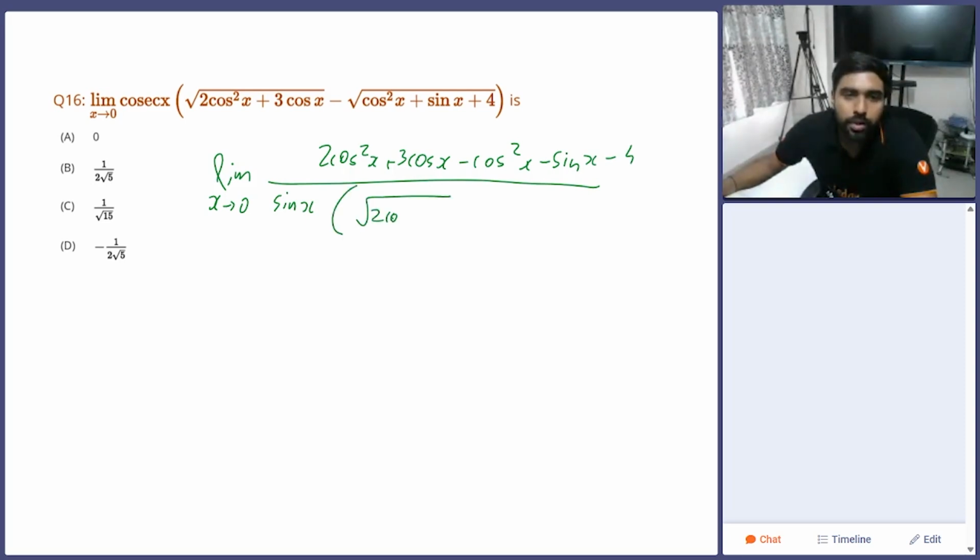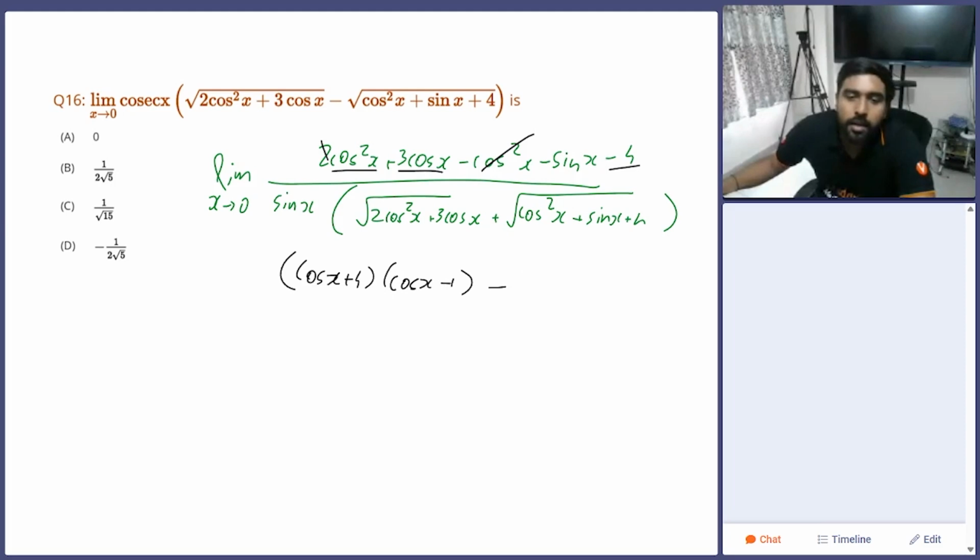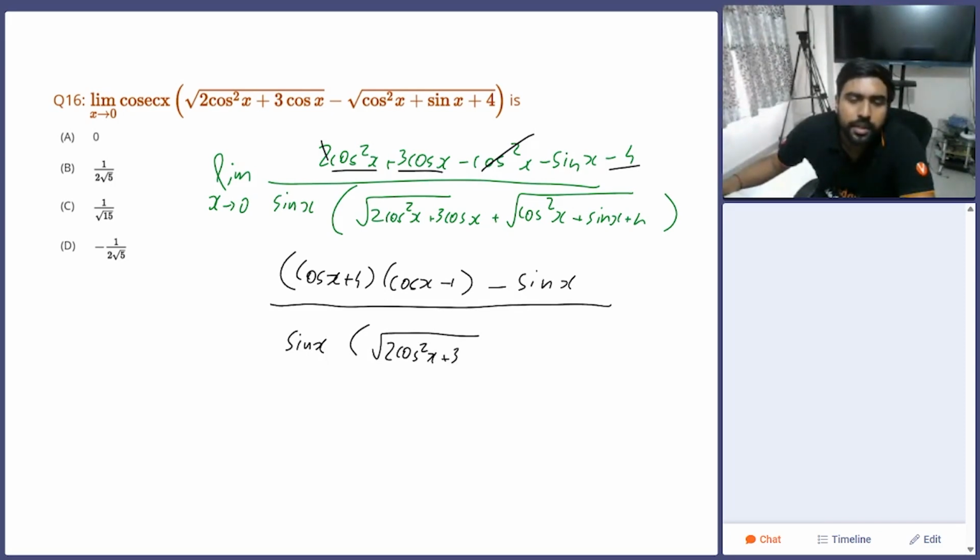And in the denominator you get root of 2 cos square x plus 3 cos x plus root of cos square x plus sin x plus 4. Over here, one of the cos squares you can eliminate, and this cos square x plus 3 cos x minus 4 expression, can I factorize that as cos x plus 4 into cos x minus 1, minus sin x, divided by sin x into this sum of two roots. Let me just write this as the sum of two roots, because that's not an indeterminate form and it's not going to cause any problems. I don't want to keep on writing this root plus root.